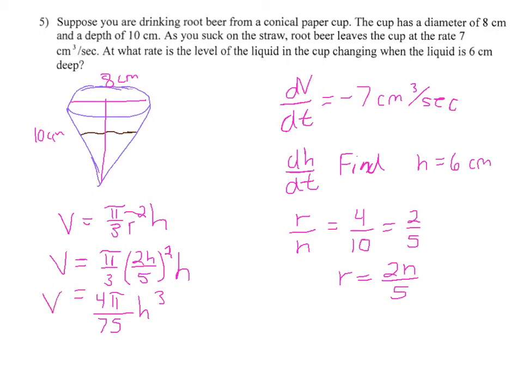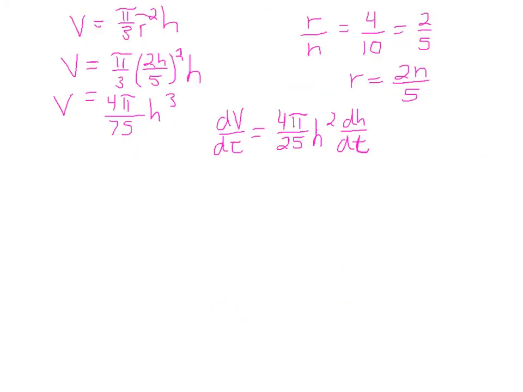So now we're ready to take the derivative of our equation. So dV/dt will equal, if I multiply by 3, I can cancel the 3 with the 75. So 4 pi over 25, h squared, dh/dt. We want to isolate dh/dt, so we'll divide by 4 pi over 25, h squared.